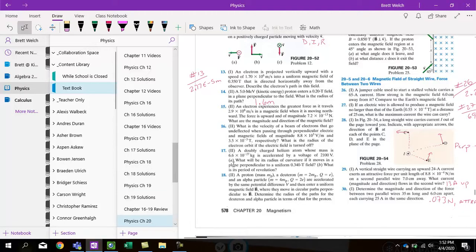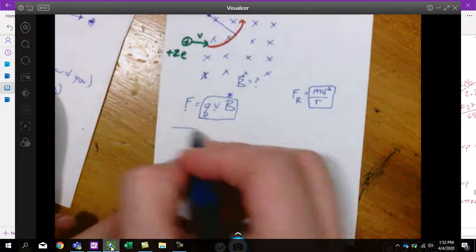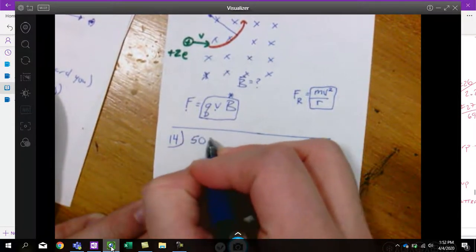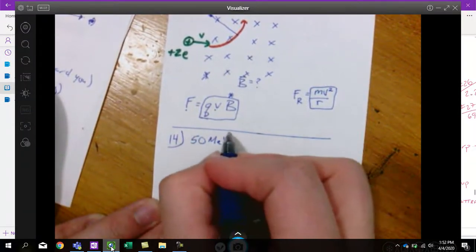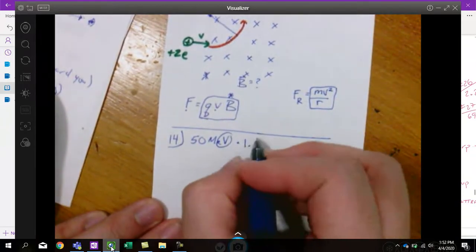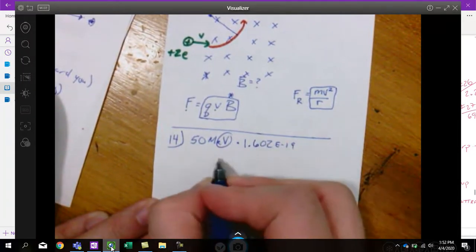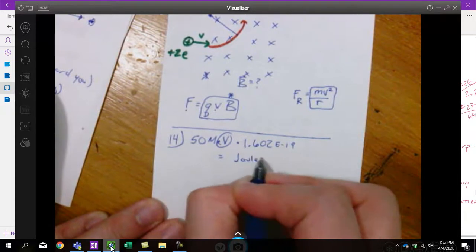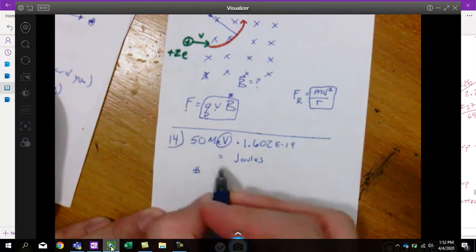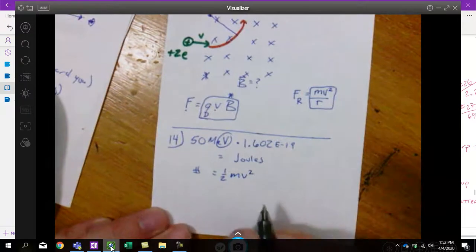But they did give us the kinetic energy. So the first thing you're going to have to do on number 14, this is just a unit issue. They have 50 mega electron volts. I've got to turn this into joules. The way we do that is just times by the charge of an electron, 1.602 e negative 19. This will create joules. So then you have your energy. Well, we know that that number of joules is equal to the kinetic energy, which is 1/2 mv squared.